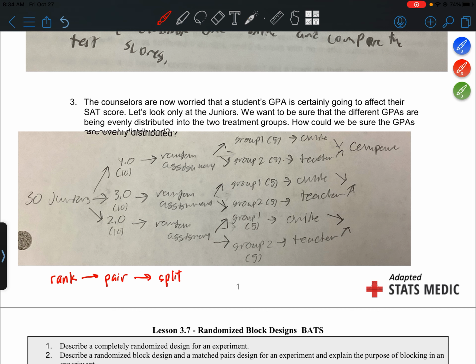Okay. So essentially, we're creating blocks of size 2, right? We rank them, and then the rankings determine the blocks or the subgroups. Okay. So this type of design that involves ranking, pairing, and then splitting up the pairs is called a matched pairs design.